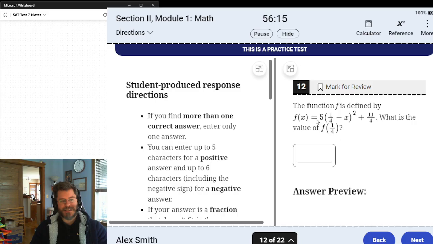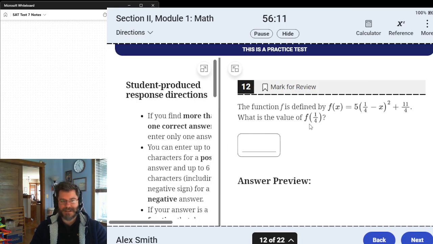Ooh, this looks scary, but don't let this fool you. This is actually pretty basic. We're just plugging in 1/4, and what do you notice right away? When you plug in 1/4 into this expression, what's going to happen? We're going to cancel that out. So if we have 5 times 1/4 minus 1/4 squared plus 11/4. Oop, I'm off the screen again.